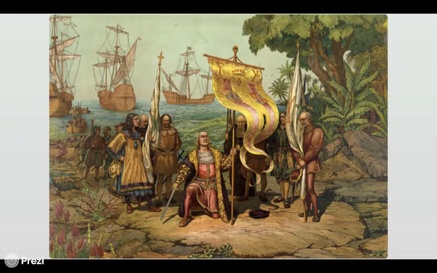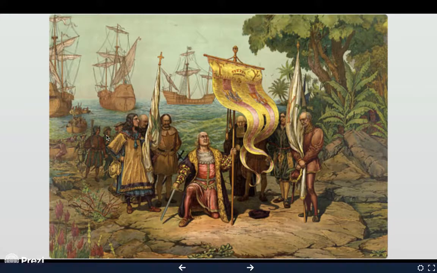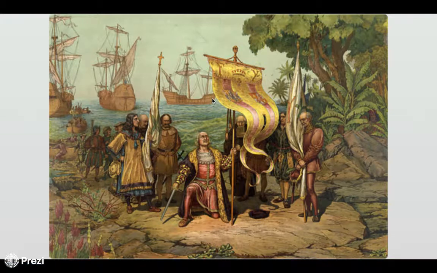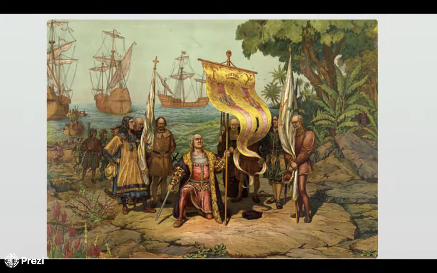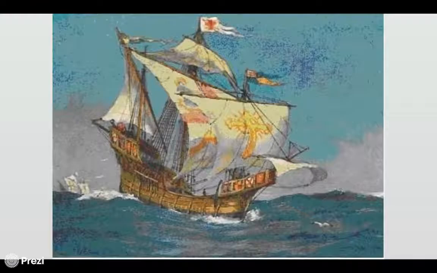So here are some Europeans moving to America and conquering it. Basically, this is the population shift I was talking about. And then over here we have some more people going to the Americas.